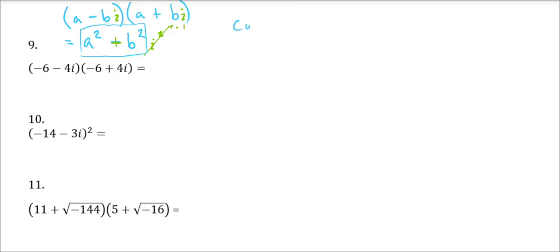And we say that the complex conjugate of a plus bi is a minus bi. Just not changing the sign of a, not negating it, but just changing the sign of the imaginary part. So let's see how that looks in this problem.